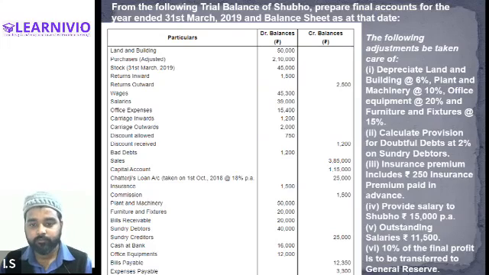Moving on to item number 4, return inward. We are not required to adjust return inward right now. We will be adjusting it with the sales later. Okay, let's do it now.